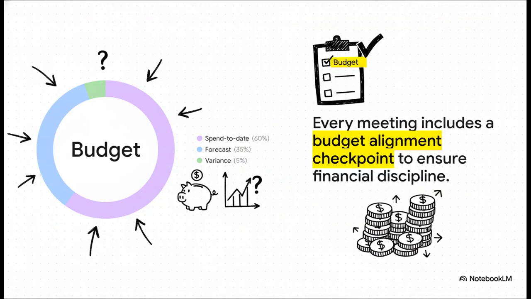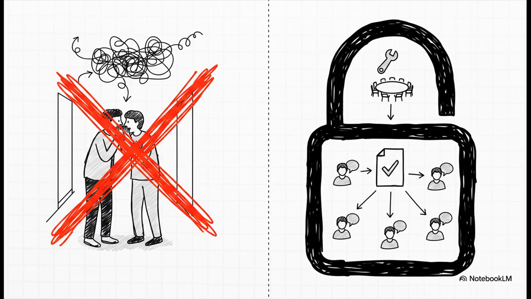And to bake in financial discipline, every single meeting has a budget alignment checkpoint. It's simple. How much have we spent so far? What's our forecast look like? Is there any variance? This keeps every single decision grounded in financial reality. No more nasty surprises at the end of the quarter. This rule is specifically designed to kill what I call the hallway decision. You know, the one I'm talking about, right? That informal chat that suddenly derails an entire project. With this framework, if a plan changes, it has to be formally approved in a meeting, documented in the minutes, and communicated. It enforces total clarity and prevents chaos.